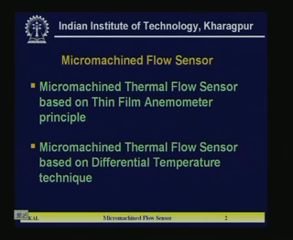Now, there are two techniques used for designing micromachined flow sensors, namely the thin film anemometer principle, and the other one, the differential temperature technique. Both of the flow sensors belong to thermal flow sensors. The basic principle behind this is that a heater will be there, and heat will be dissipated from the heater with flow. Depending on the flow pattern and the flow velocity, the heat dissipation will change, and because of the heat change, some properties of materials will also change, and that will be the measure of the flow. That means it is not direct flow measurement, it is indirect flow measurement.